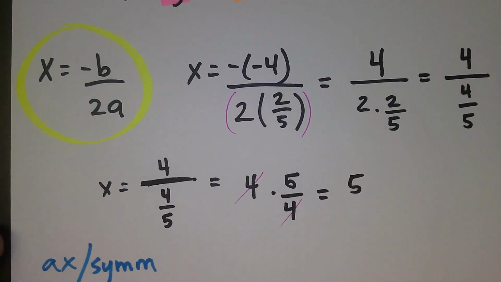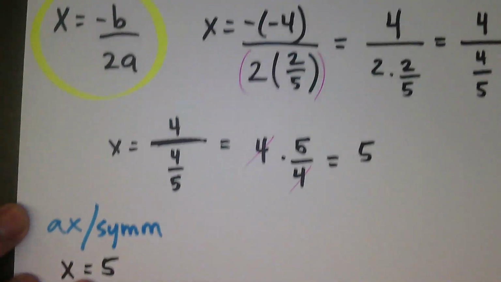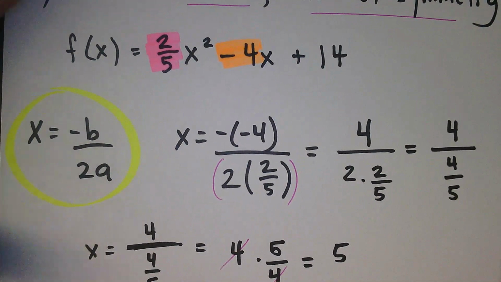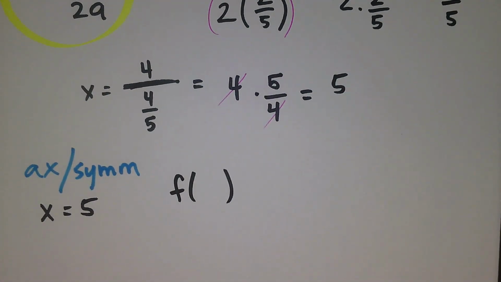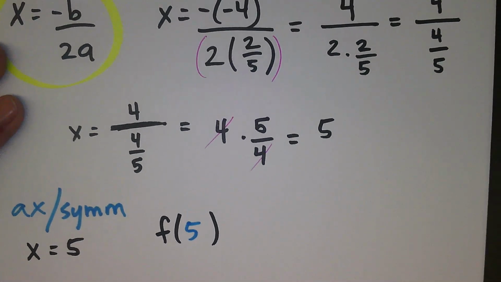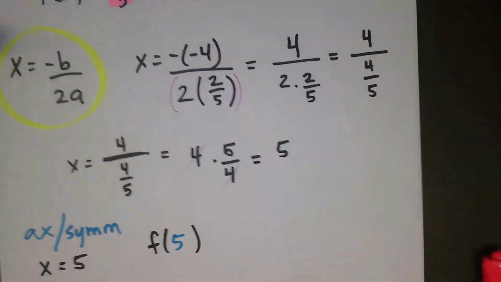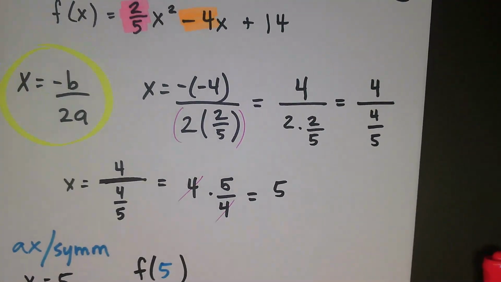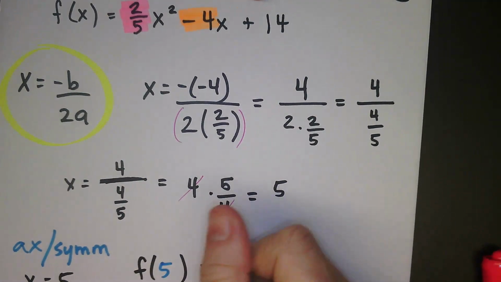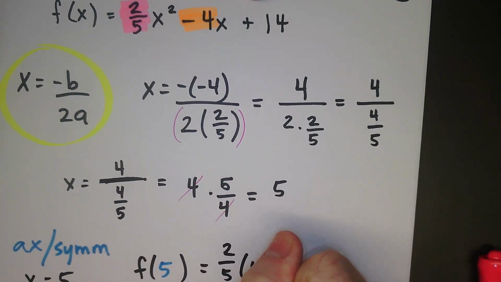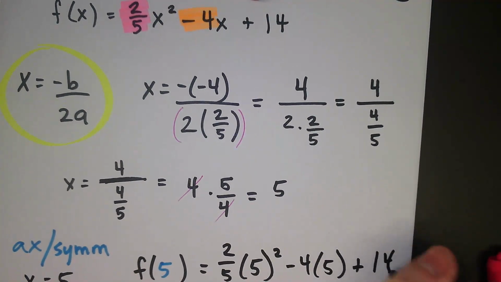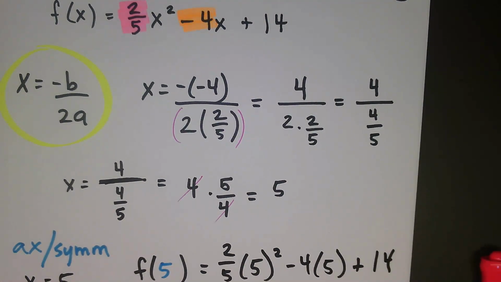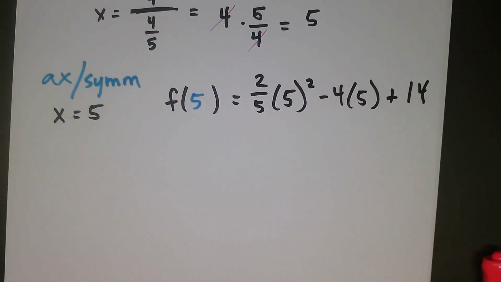Okay, so now I need to plug this x equals 5 into the function. So I'm going to do f of 5, and that will give me a corresponding y value. Maybe I can zoom out so we can see the whole function. This function is going to be 2/5 times 5 squared minus 4 times 5 plus 14. For sure, at this point, I want to use the calculator. So let's go ahead and plug that in.